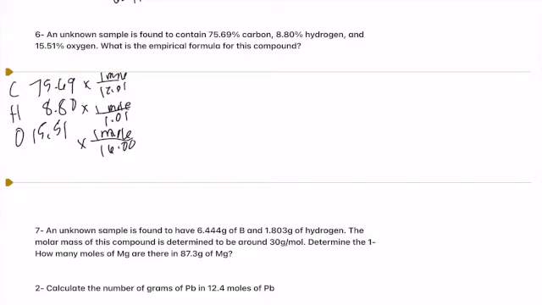So we begin doing our unit conversions here. 75.69 divided by 12.01. And we get 6.30 moles.